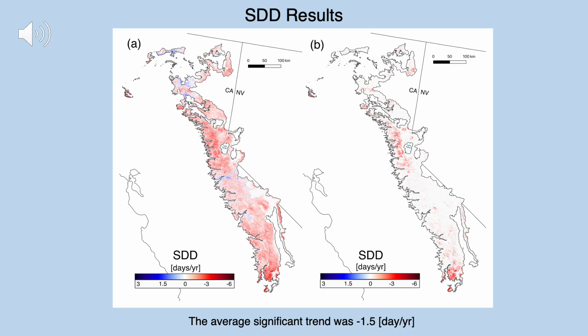There's only scattered trends throughout this region, and then a very large density of significant negative trends, which means snow is disappearing earlier every year, on the west and north shore of Lake Tahoe.